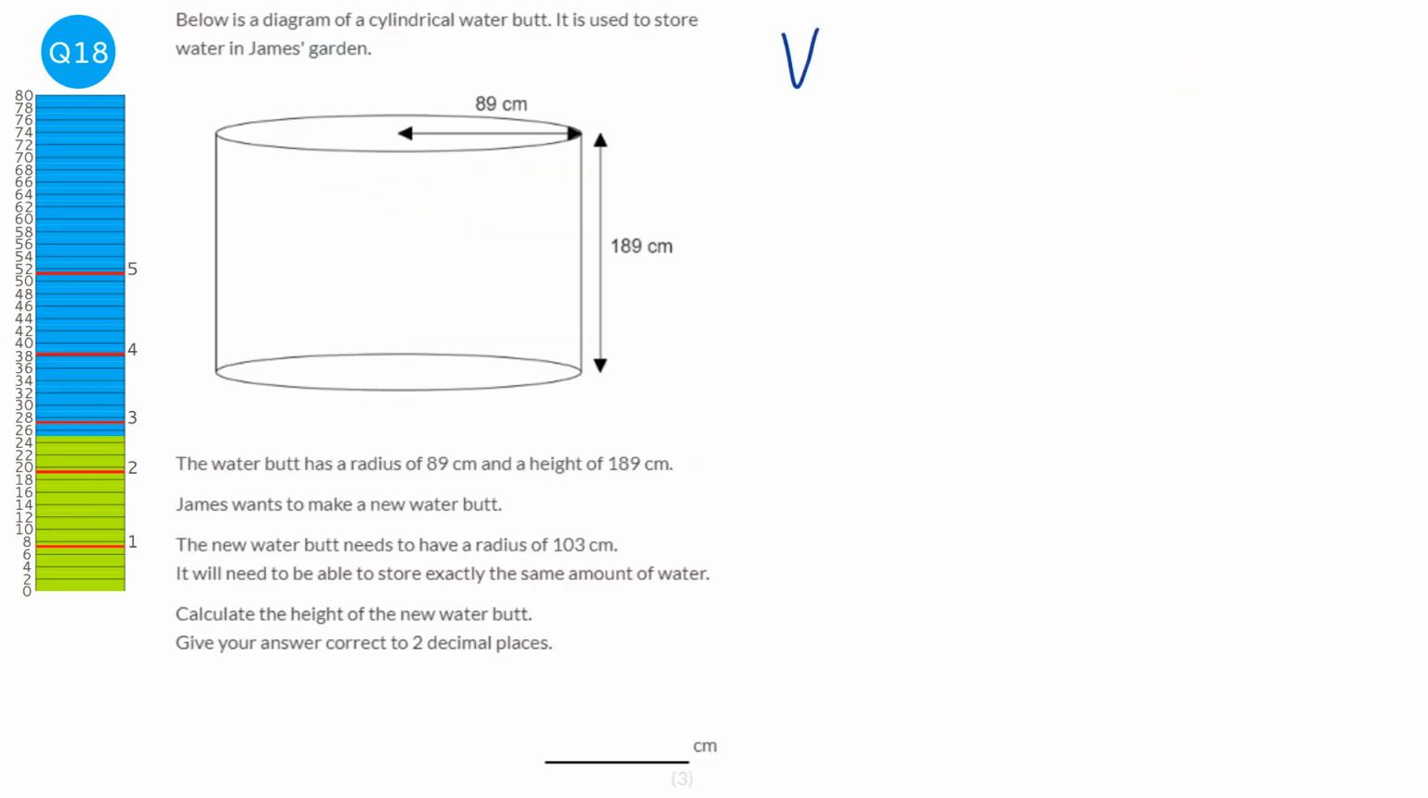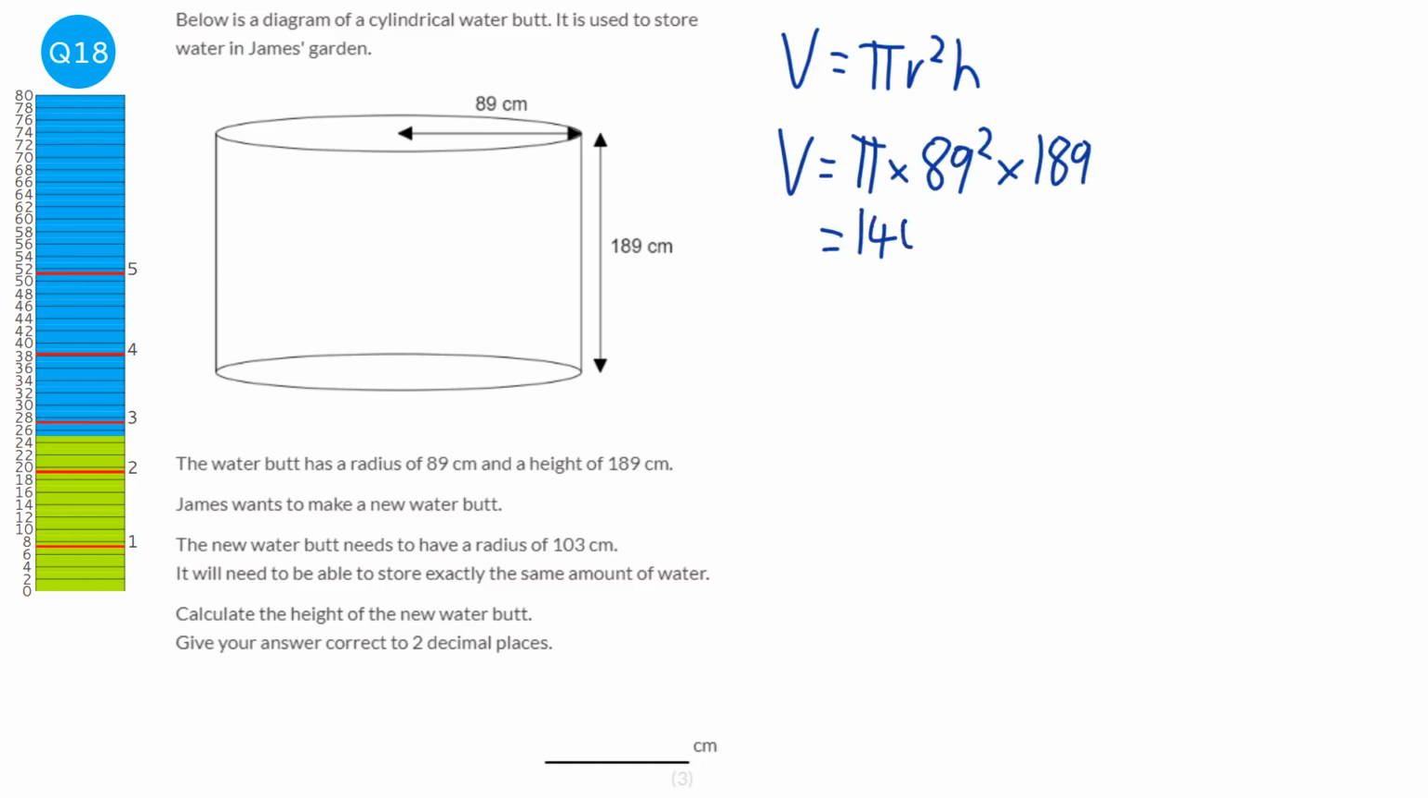So first thing to realise is that the formula for the volume of a cylinder is pi r squared h. So what we need to do first of all is work out the volume of the water butt that James currently has. So we're going to do the volume equals pi times the radius, which is 89 squared, times the height, which is 189. And when we do that, we get 1497,069 lots of pi. And I'll keep this in terms of pi just for simplicity. Now, what we want is we want the volume to stay the same. So we're going to keep that as the volume, 1497,069 pi.